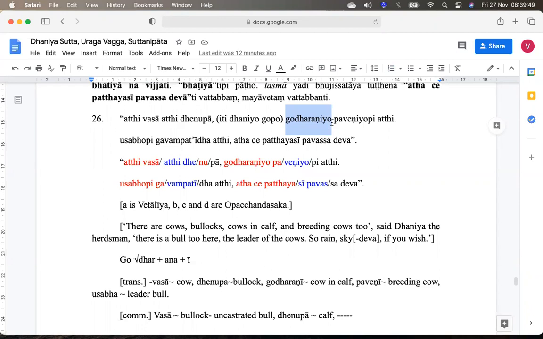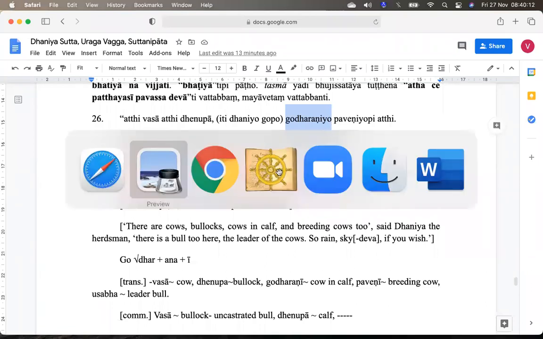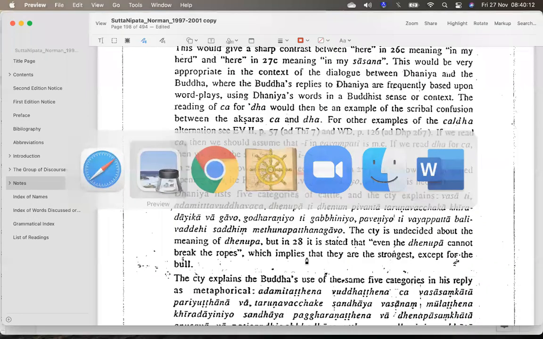Actually, Godarani is the same as, like, the ratti, but in the plural form, rattiyo. And Baweni also, actually Baweni is just Baweni, like the ratti, so its stem, Baweniyo. So what did he say? I could not catch his idea.